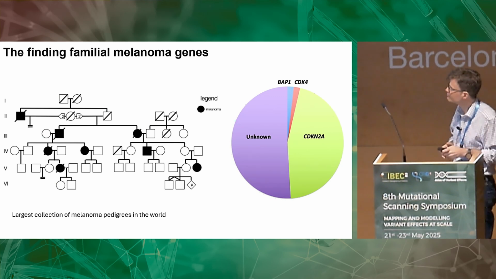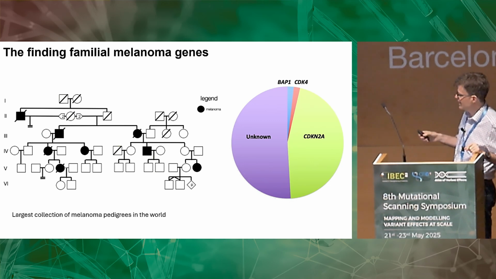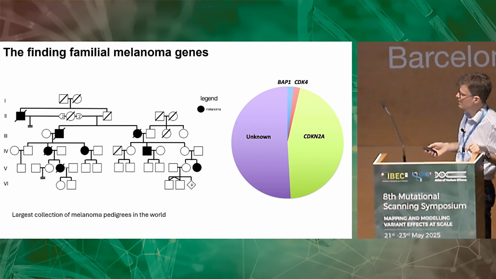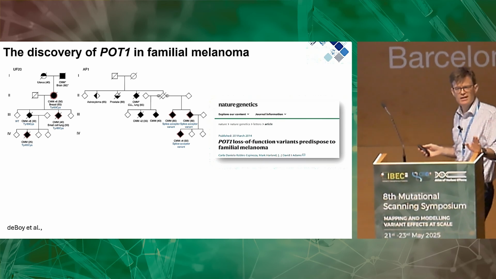So the sequencing work that we've been doing over many decades has told us that about 40% of these individuals will carry variants in a gene called CDKN2A. Some will carry variants in genes like BAP1 and CDK4, but around half of these patients cannot be explained by variants in these known genes. So what we've been doing is trying to identify these new genes. And about 10 years ago, we discovered a new player. This is a gene called POT1, also known as the protection of telomeres 1 gene.